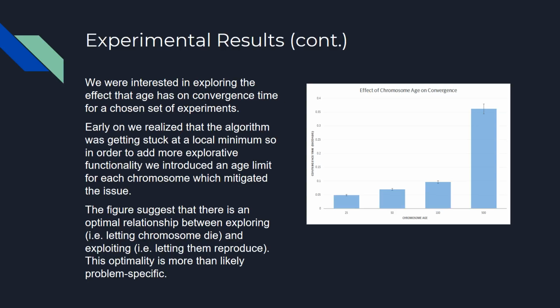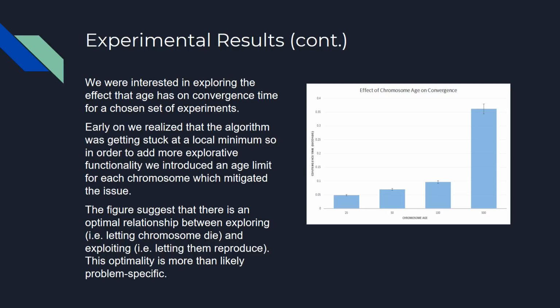Early on, we realized that our algorithm was getting stuck at local maxima, and so in order to add more explorative functionality to the algorithm and expand more as we went into further generations, we introduced an age limit for the chromosomes to help mitigate this issue. So we were wondering how the age affected the convergence time. And by limiting the age, as you can see in this table off to our right, the less time we allowed each parent to stay in the pool of eligible parents, the quicker it decayed.